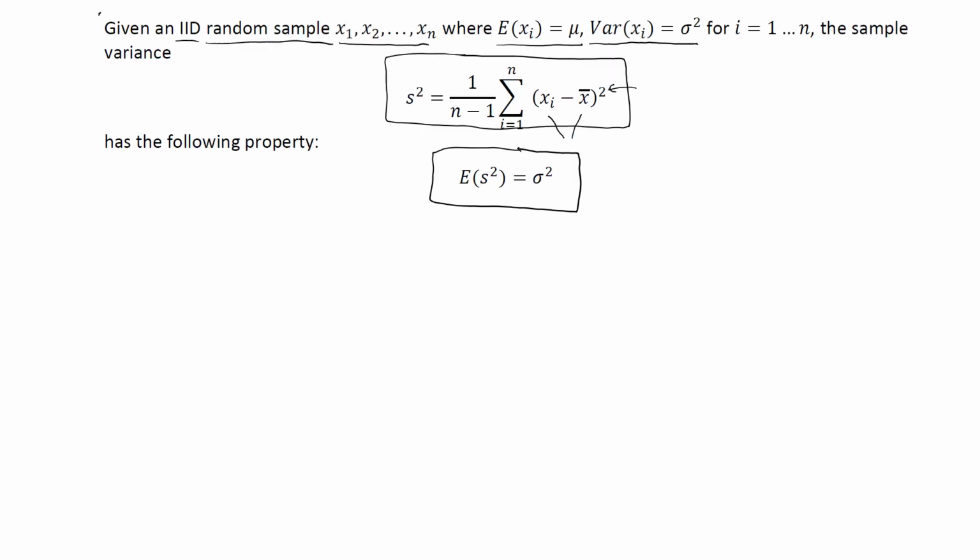However, one special case I will cover is the case when xi are IID normal mu sigma square. If I know that the distribution of each sample point is normal, in addition to the IID assumption, then we can say a little bit more. In this case, n-1 times s square divided by sigma square will follow a chi-square distribution with n-1 degrees of freedom.